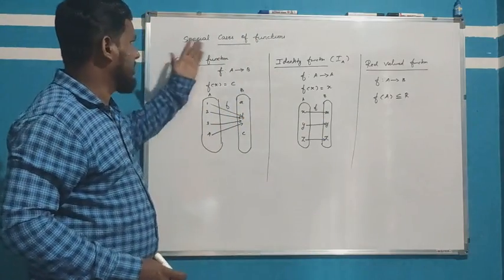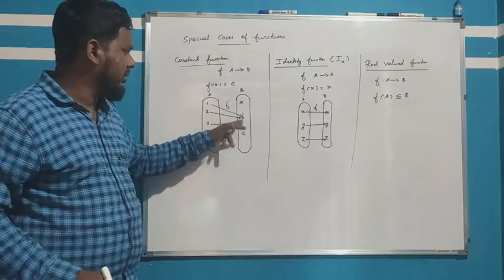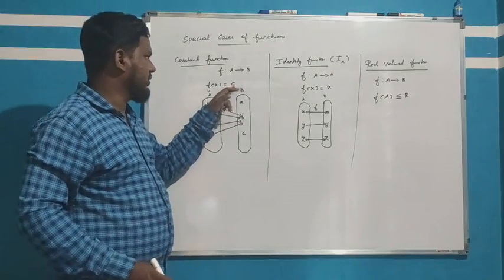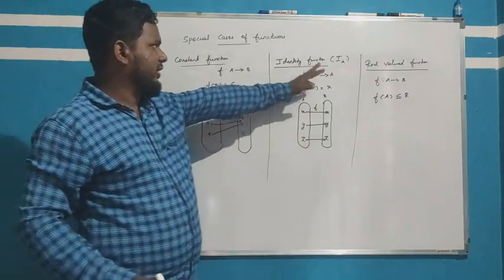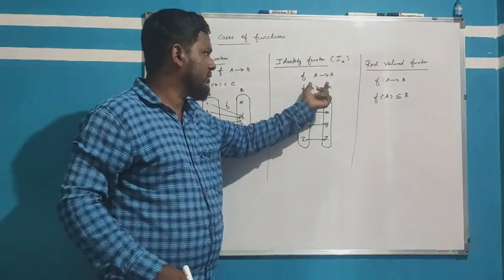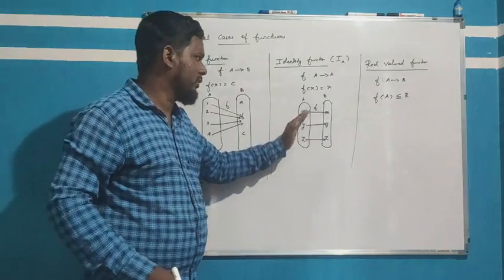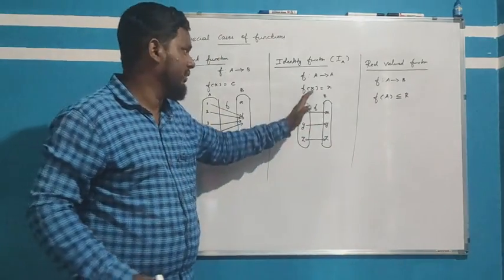So what are the special cases of functions? The constant function means all preimages have the same image, f of x equal to c, so f from A to B. The identity function is denoted by I of A, so f from A to A. Because f is from A to A, preimage and image are the same elements, there is a relation of same elements. So f of x equal to x.